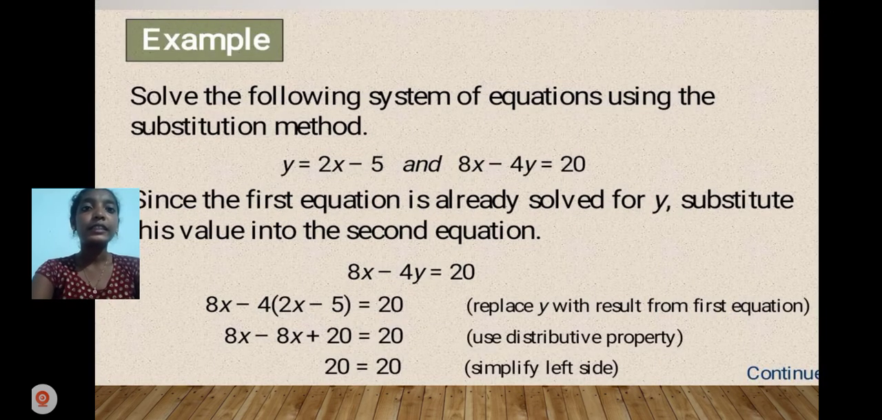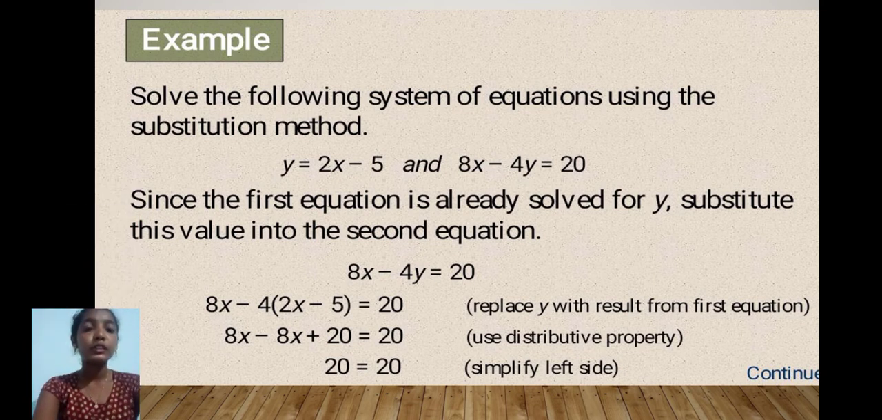Here is an example for the substitution method. The question is: solve the following system of equations using the substitution method. The first equation is y equals 2x minus 5, and the second is 8x minus 4y equals 20. Since the first equation is already solved for y, substitute the value into the second equation, 8x minus 4y equals 20.